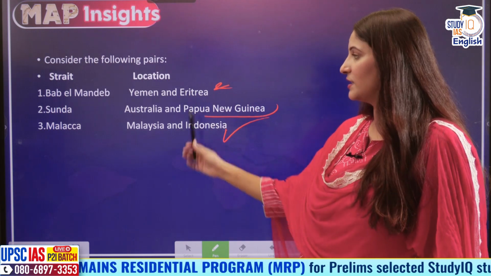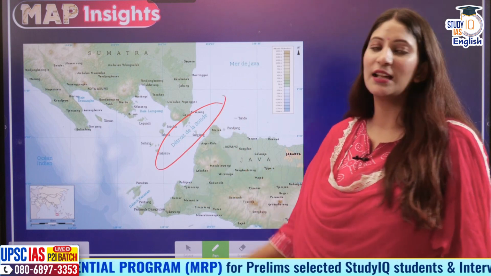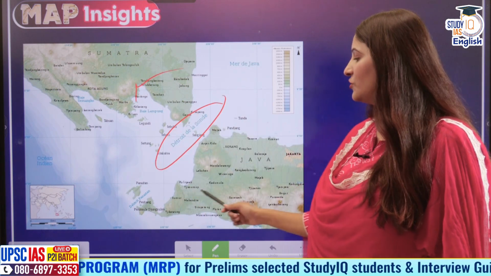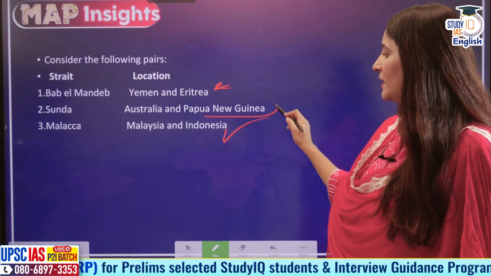The first is correct. Then we have Sunda. Sunda Strait lies between the islands of Sumatra and Java of Indonesia. So that makes the second pair incorrect.